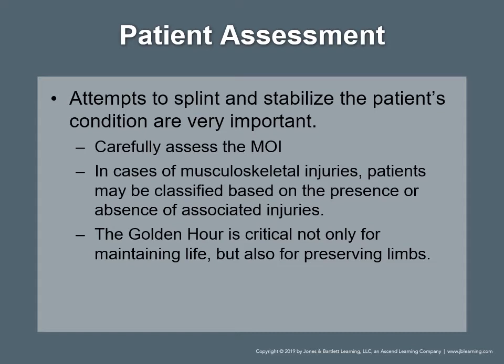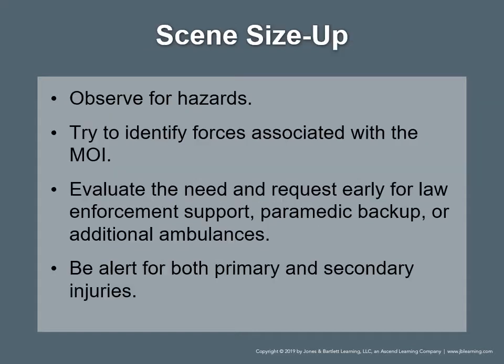The golden hour is critical not only for maintaining life but also for preserving limbs. Any suspected open fracture or vascular injury is considered a medical emergency. You can identify critical injuries by using the musculoskeletal injury grading system, which is in Table 33-2 in your book.